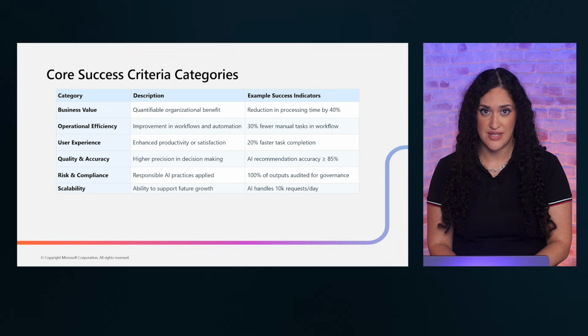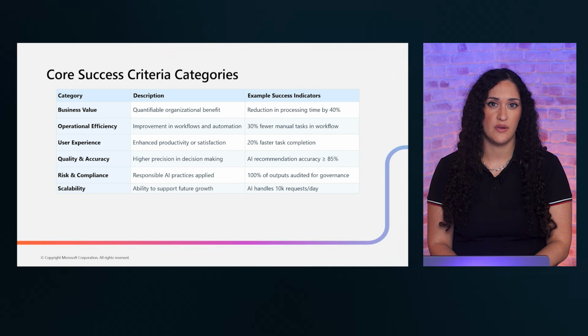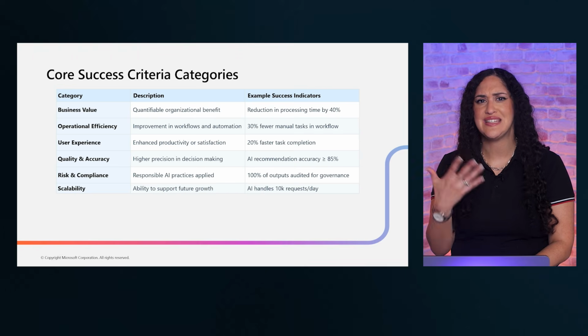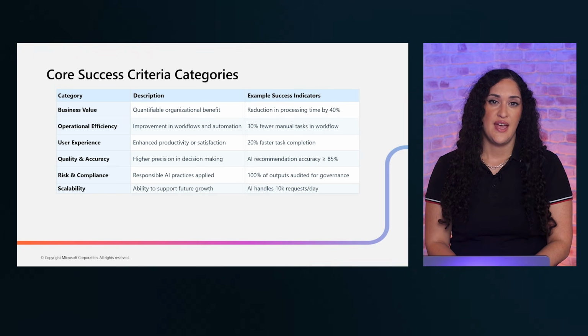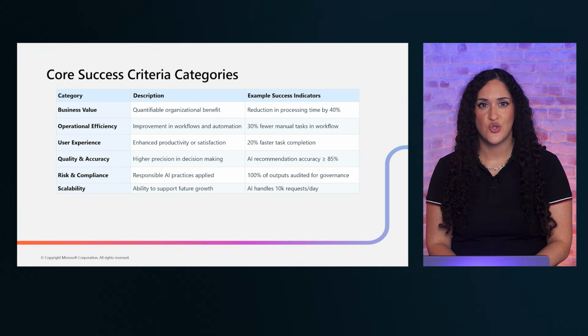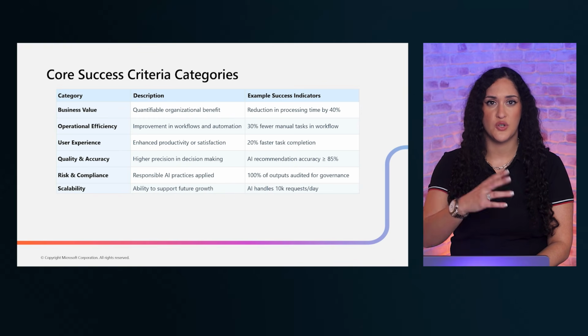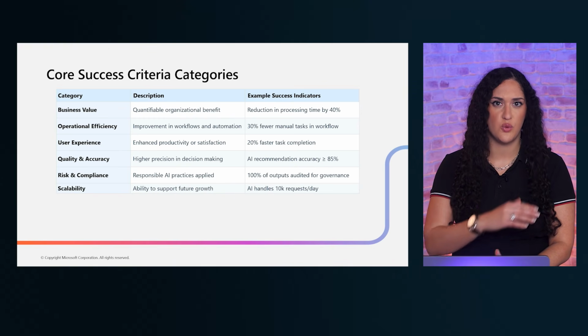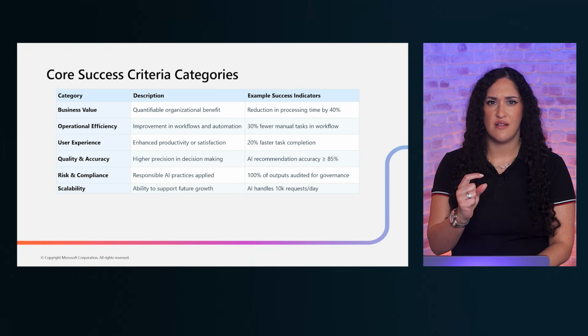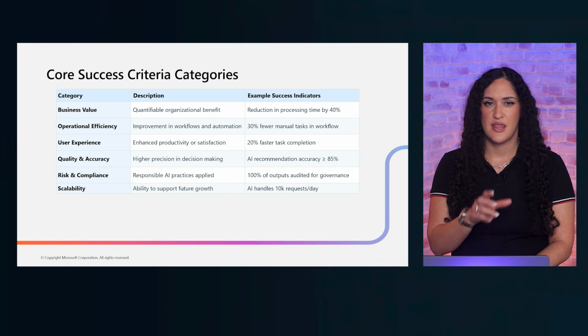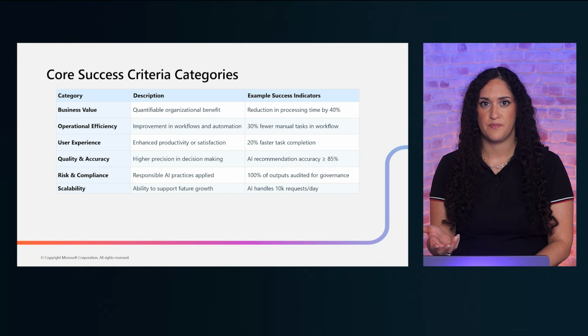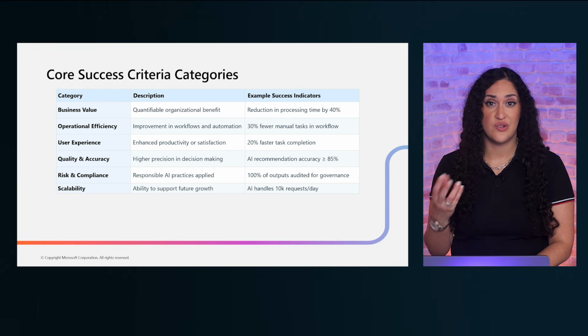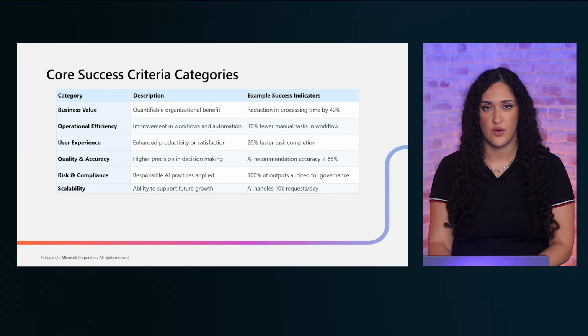Quality and accuracy sets thresholds, for example, AI accuracy of at least 85%. And risk and compliance ensures governance, like 100% of solutions being reviewed before deployment. Notice these aren't vague aspirations, they're specific, measurable targets. You should work with stakeholders to define criteria across all 5 categories.